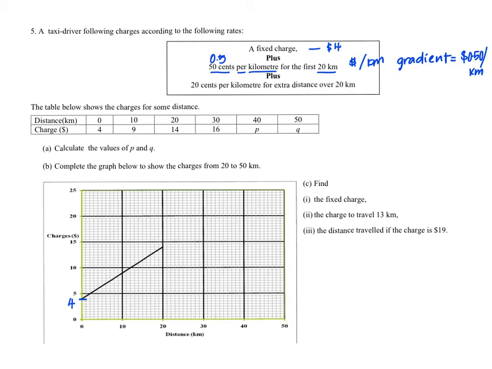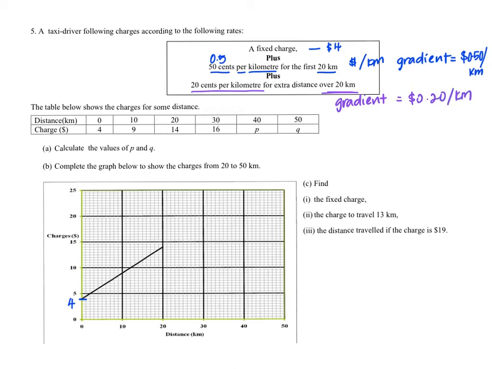Okay, so next one, then they say 20 cents per kilometer for extra distance over. So from distances that are 20 to 50 over, the gradient for this part of the line will be 20 cents per kilometer. What does this mean?